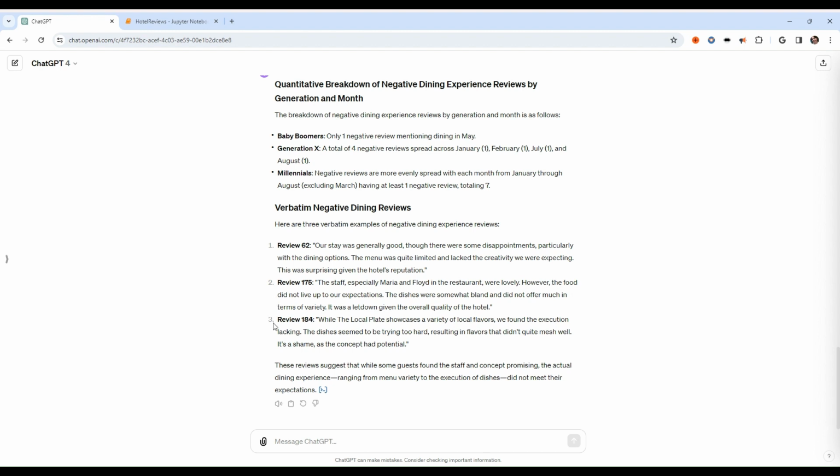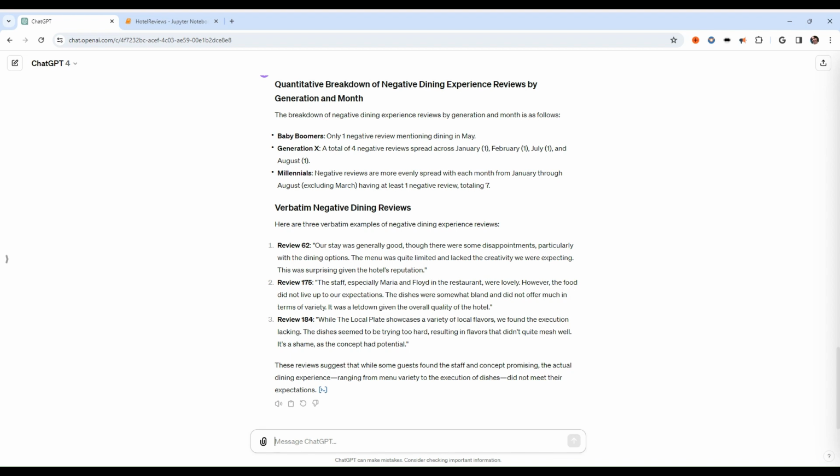And this one: while the local plate showcases a variety of local flavors, we found the execution lacking. The dishes seemed to be trying too hard, resulting in flavors that didn't quite mesh well. It's a shame, as the concept had potential.